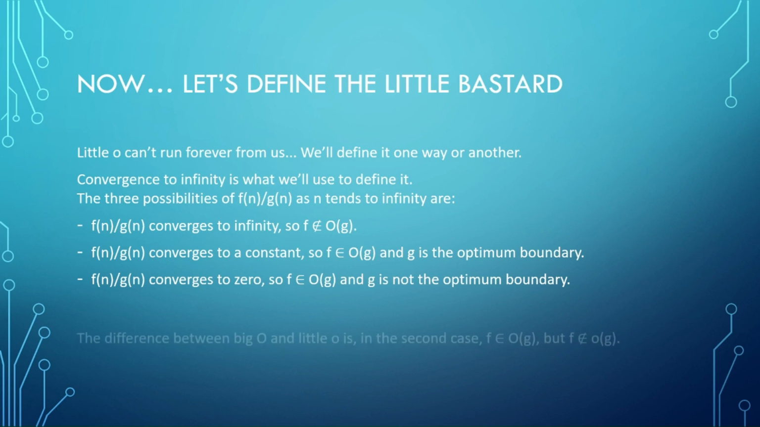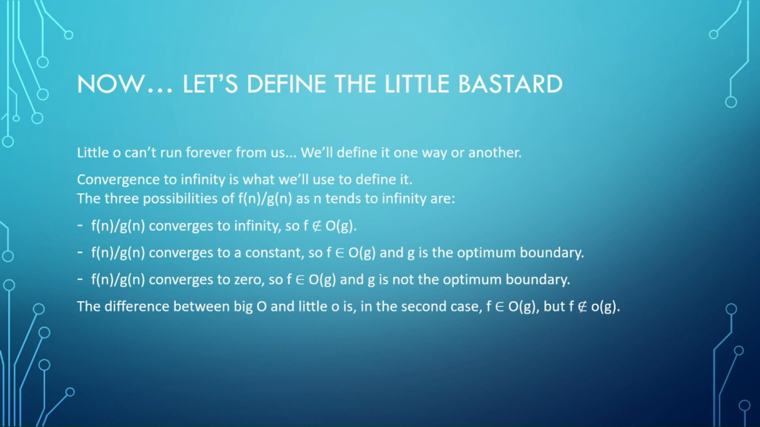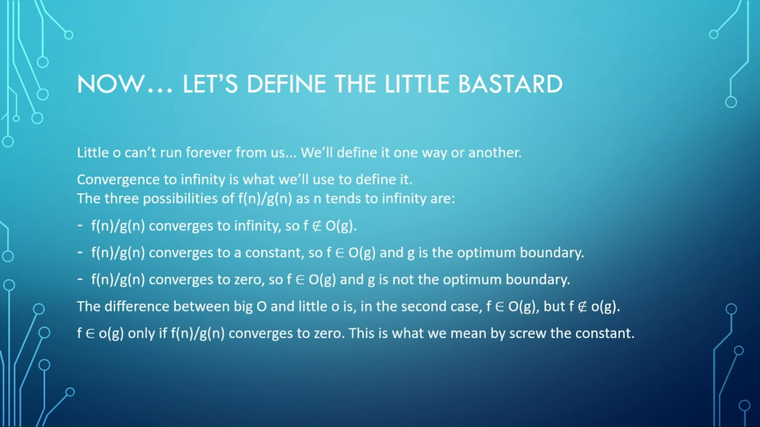Nice. So the difference between big O and little o is, in the second case, where it's a constant, f is of big order g, but f is not of little order g. So this is how little o is stricter than big O. f will be of little order g only if f of n over g of n converges to 0. It can't be any constant, unlike big O, it must be 0. This is what we mean by screw the bloody constant.